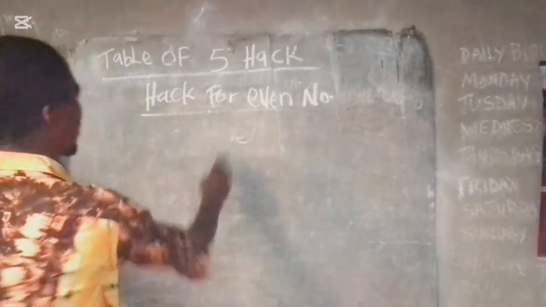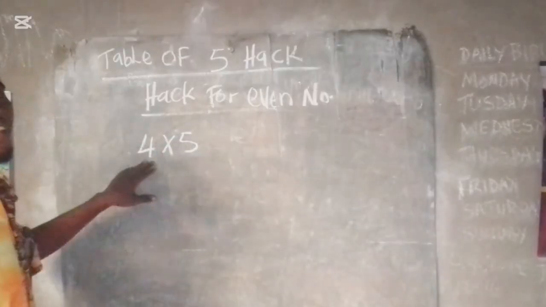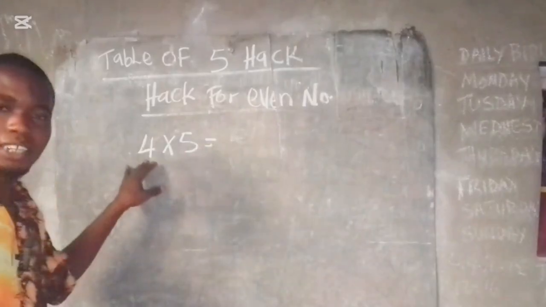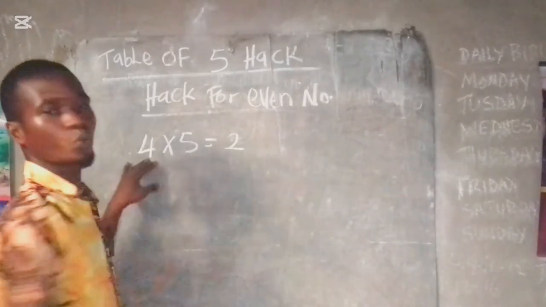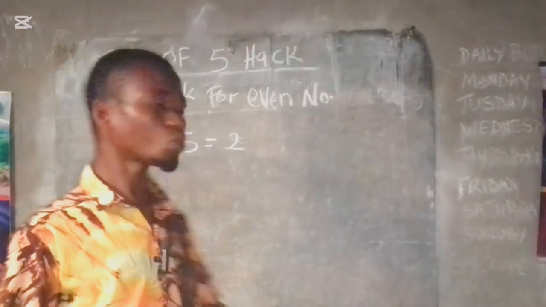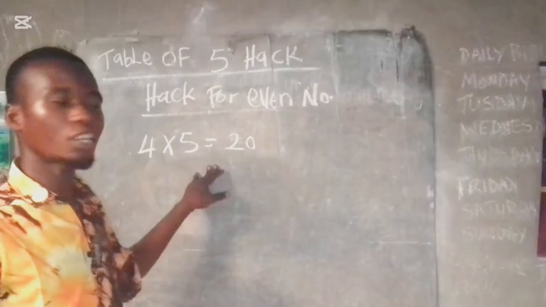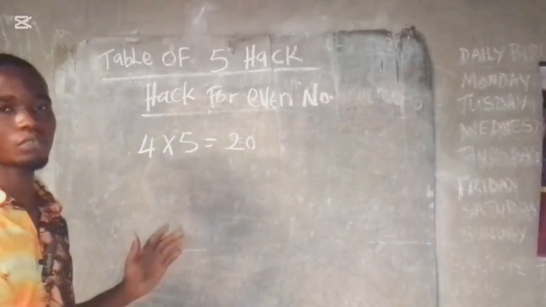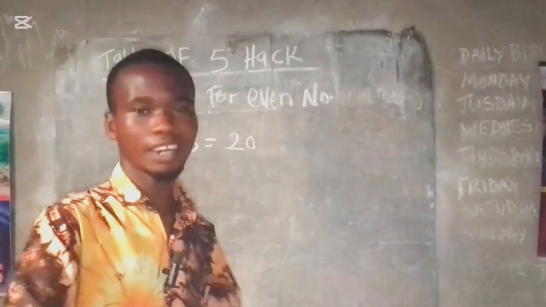Let's take an example like 4 times 5. 4 here is an even number. What will I then do? Half of 4 is 2. What will I do again? I add 0 to it. Do you see what I'm saying? Half the even number, and add 0 to it. Any even number you're multiplying with 5, half the even number and add 0 to it.